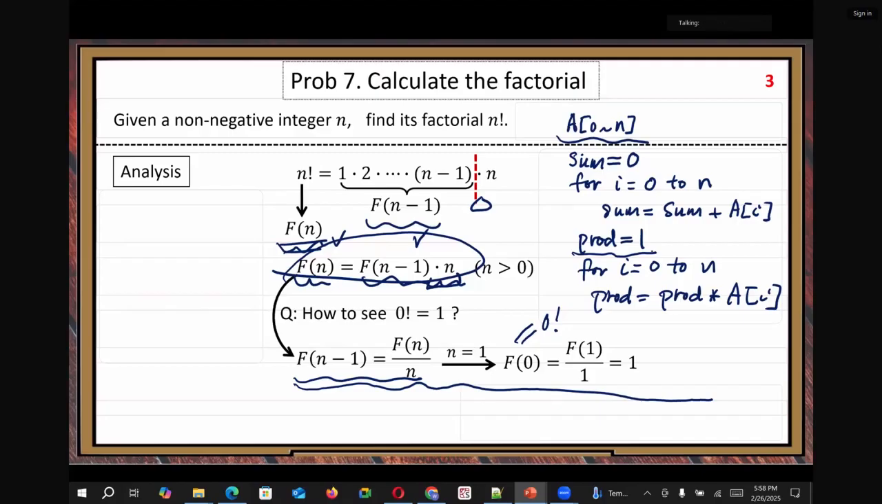All right. So we complete this factorial problem. Oh, question, Zane?